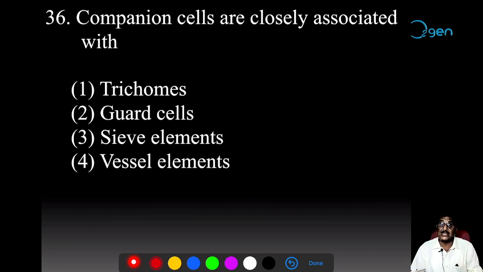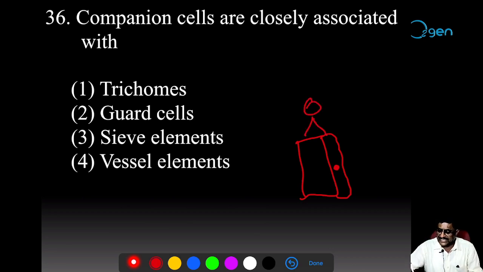Companion cells are closely associated with... In the synopsis you have studied, in angiosperms the sieve tubes are always associated with a living cell having a nucleus called companion cells. Actually, these two are developed from a single meristematic cell. These two are commonly called sister cells. So option A, trichome. Trichomes are multicellular hairs. Option 2, guard cells. Guard cells are found in the stomata. So companion cells are closely associated with sieve elements. Option 3 is correct.